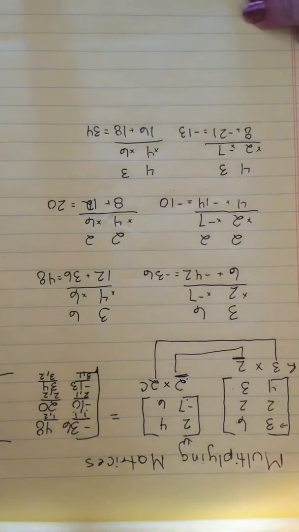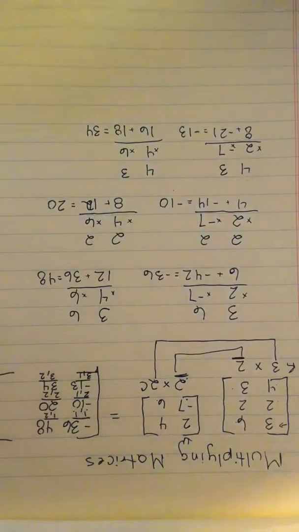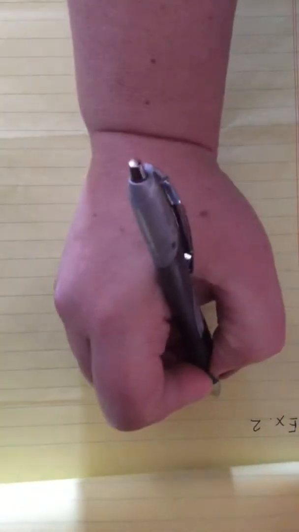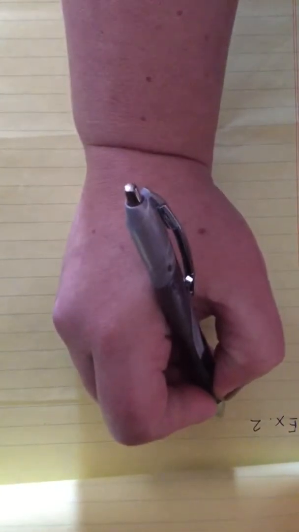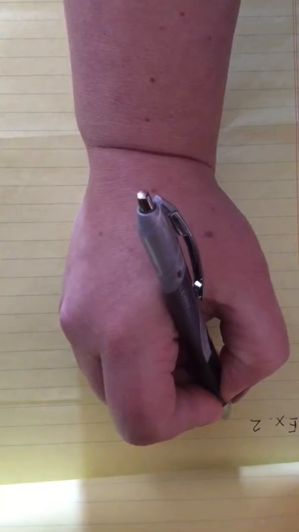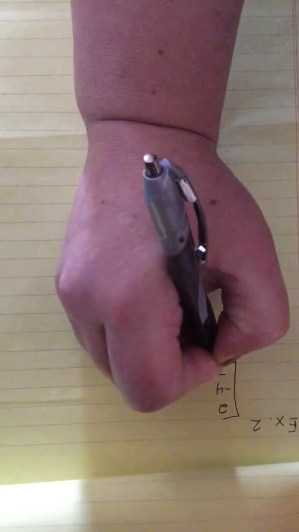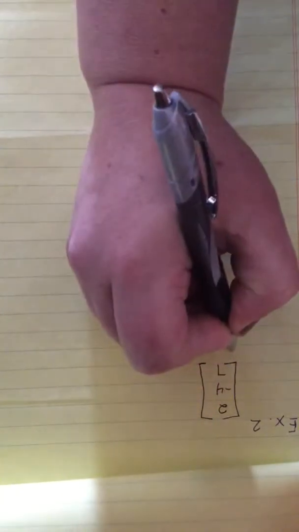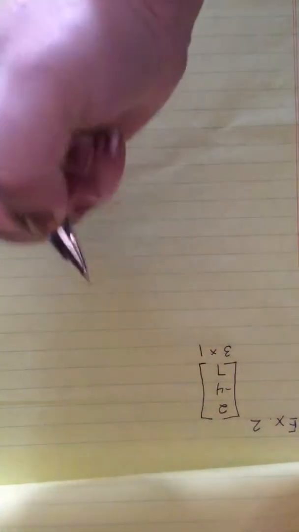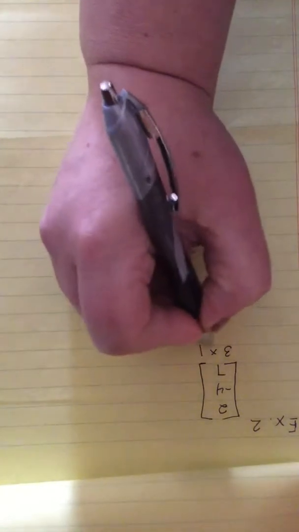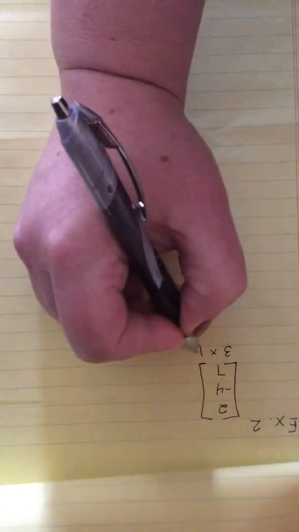All right, let's try another set of matrices as an example. Example 2, and let's do something a little bit different. Okay, that's a 3 by 1. Which means whatever I multiply it by, if I'm going to multiply it, that means the rows of my second matrix have to start with a 1.